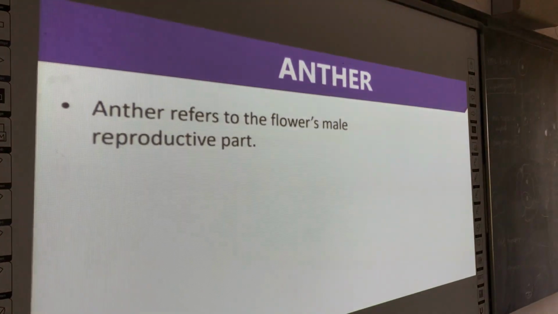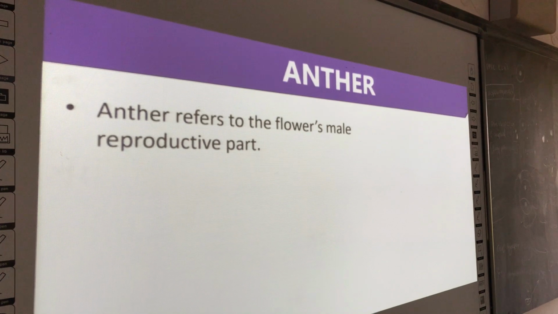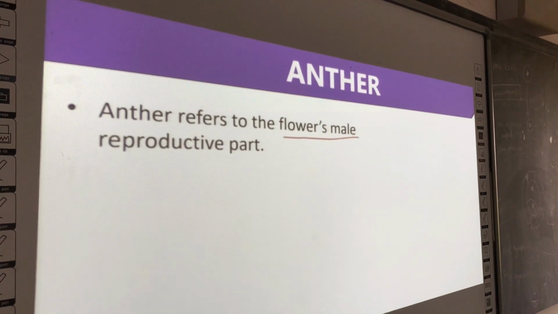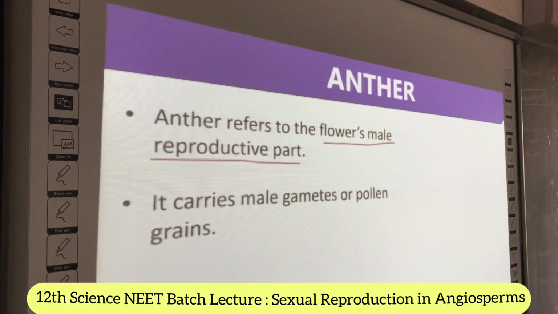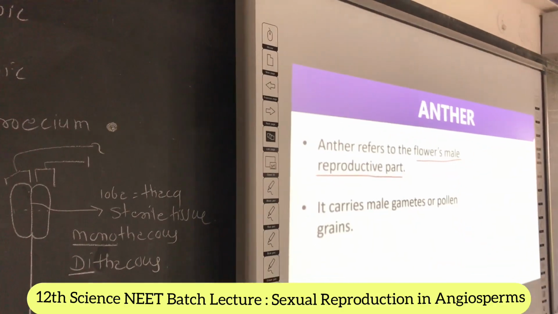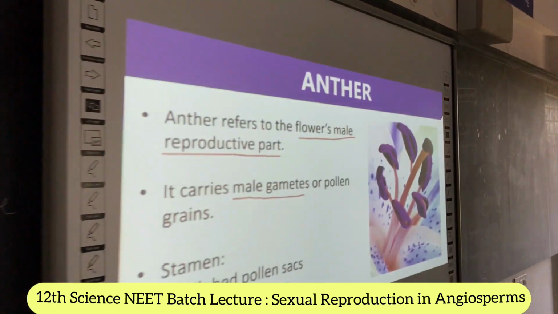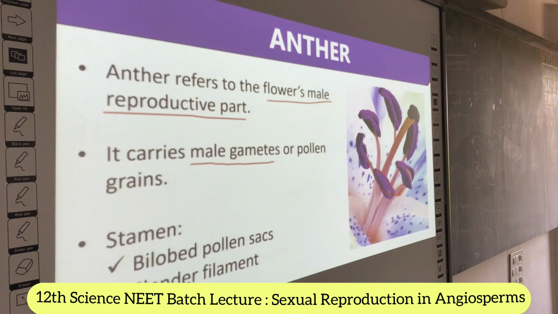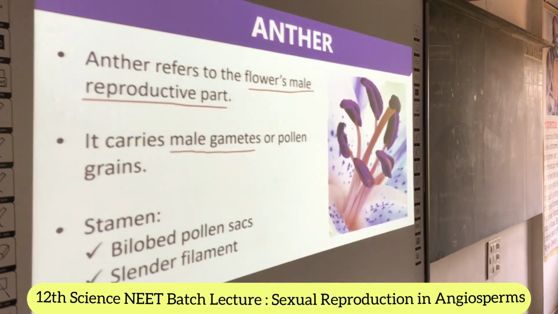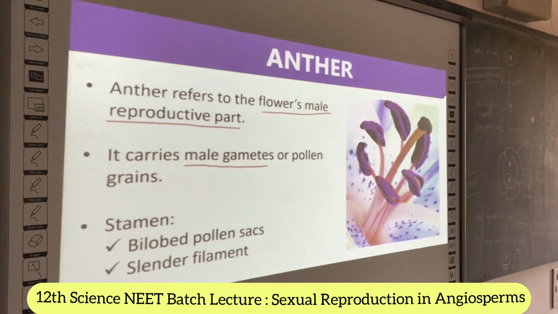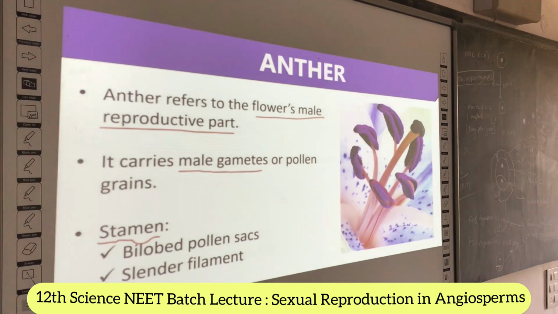Friends, let us start the video by defining the term anther. In simple words, an anther contributes to the flower's male reproductive part because it exists as a sac-like structure that reserves the pollen grains, or we can say male gametes. The bilobed pollen sac or anther and this long and slender filament together form a male reproductive part of the flower that is commonly called stamen, or sometimes it is also called androecium.